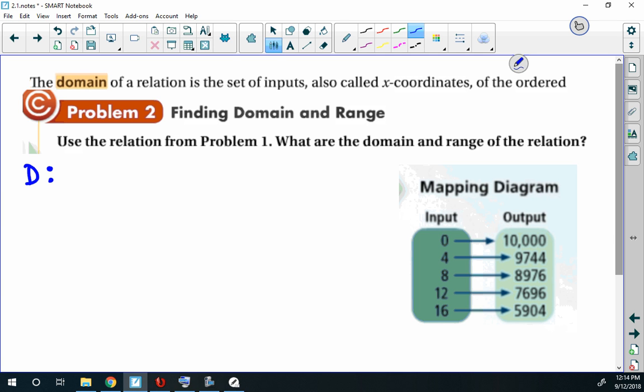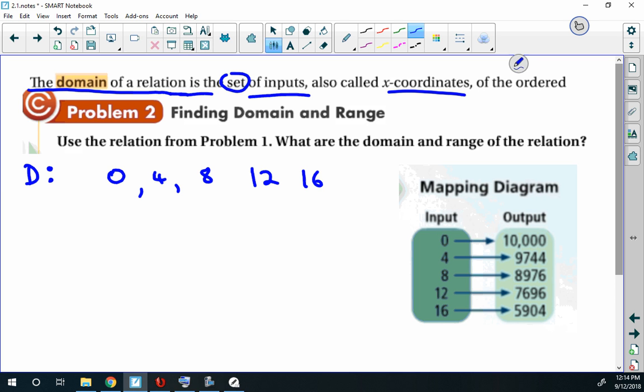0 to 16. Now up here, notice the definition of domain. The domain of a relation is the set of inputs, or the x coordinates essentially. So it is going to include 0. It is going to include 16. Is there anything else in there? 4, 8, and 12. How do I keep them separated? Commas. Braces. Got to have those braces. Without the braces, it would not be all the way entirely right.